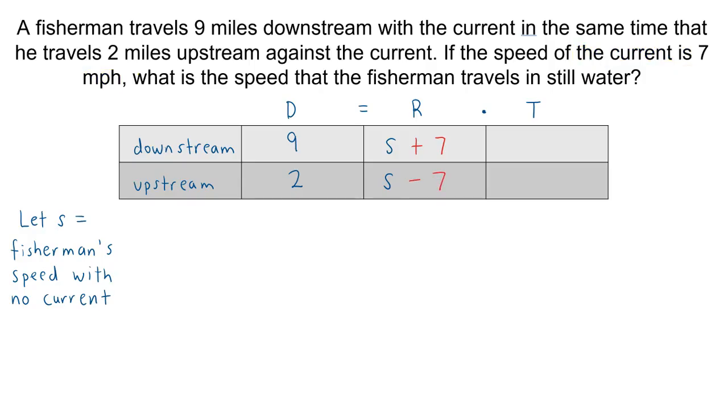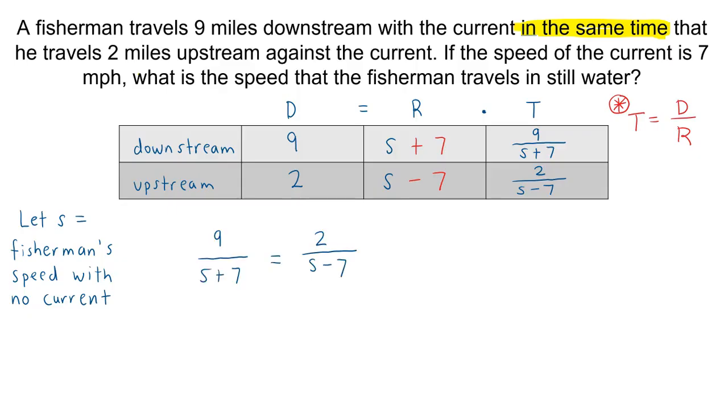Now remember from our first example that if we have a distance and a rate, we automatically have a time, because time is equal to distance over rate. So the time spent traveling downstream is 9 over s plus 7, and the time spent traveling upstream is 2 over s minus 7. Now again, just like in the previous example, what do we know about these two times? We know that the time spent traveling downstream is the same as the time spent traveling upstream. So again, the two times must be equal. So 9 over s plus 7 has to be equal to 2 over s minus 7. And this is the equation that we need to solve for s.